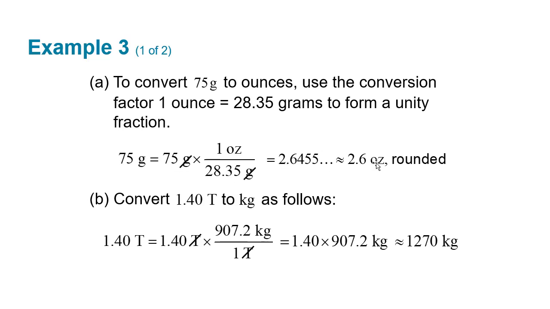We round to the appropriate amount because we only had 2 significant digits to start with, so we should only have 2 significant digits to end with, so 2.6 ounces. And then we can do the same thing with tons to kilograms, knowing that there's 907.2 kilograms in a ton and so on.